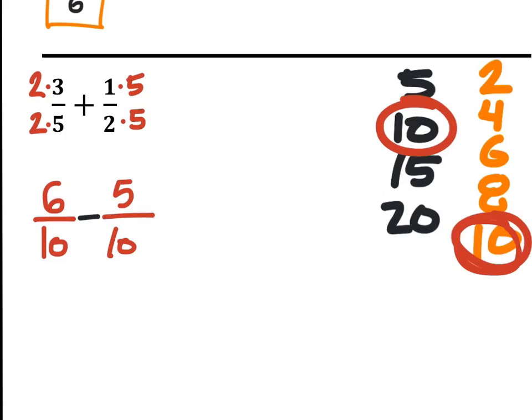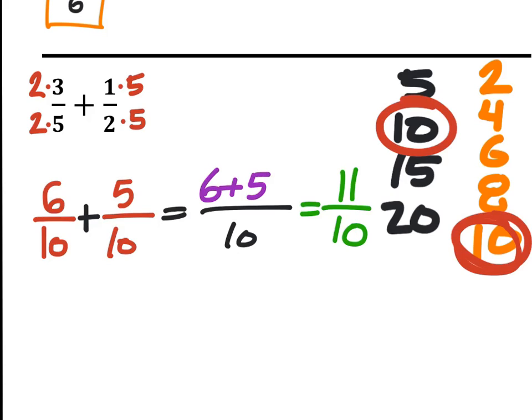And what operation are we using here? Addition. So I can add these together, and since I have common denominators, I will show this step. I have 6 plus 5 in my numerator, and we're comparing these in tenths. 6 plus 5 is 11, 11 tenths. And that would be our final answer.